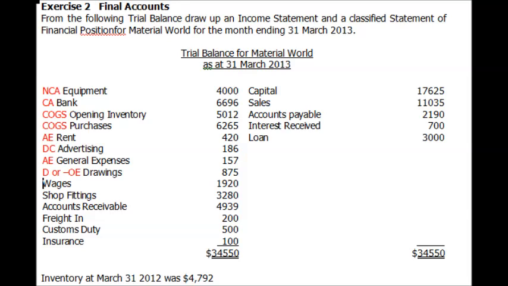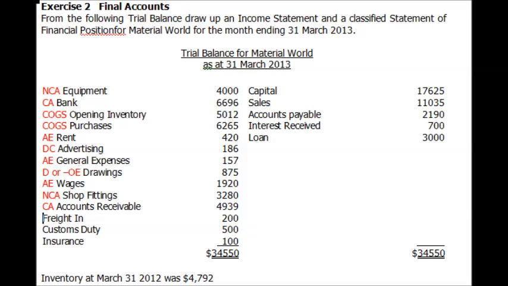Wages. Wages are an expense. We're not told what type of wages they are, so we will just put those as AE. Shop fittings we own, so they're an asset. We don't really expect them to turn to cash in the next year because we're not planning on selling them, so they're a non-current asset. Okay, so accounts receivable is the next one. We would expect to get paid for the money that people owe us within the next year, so that's going to be a current asset to us.